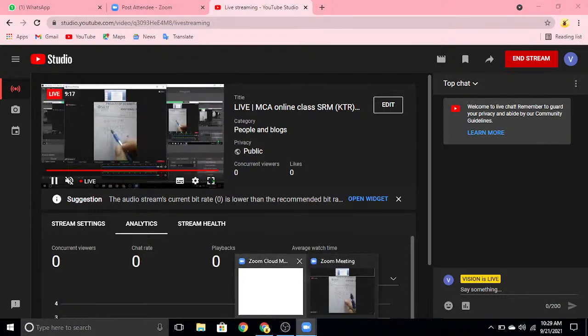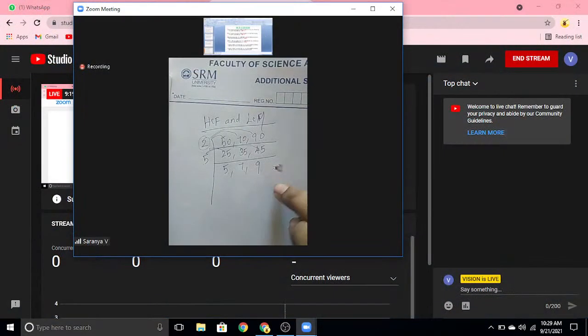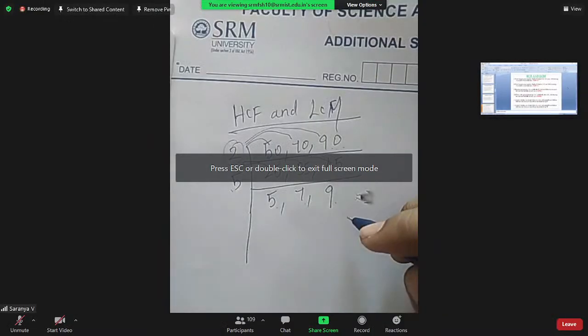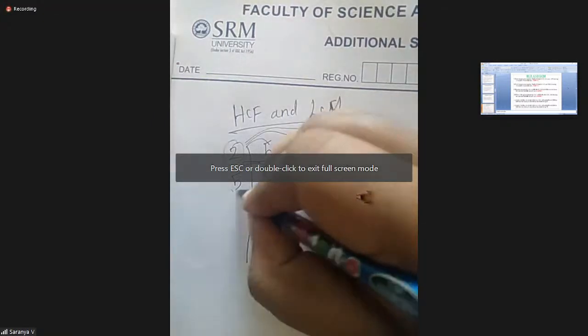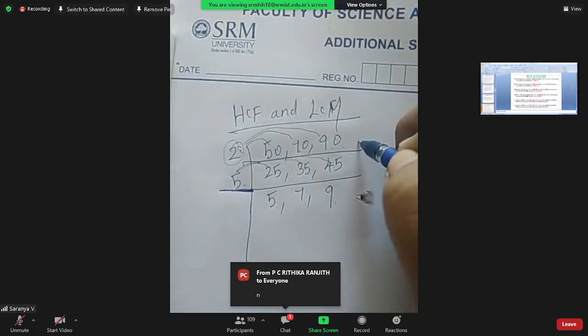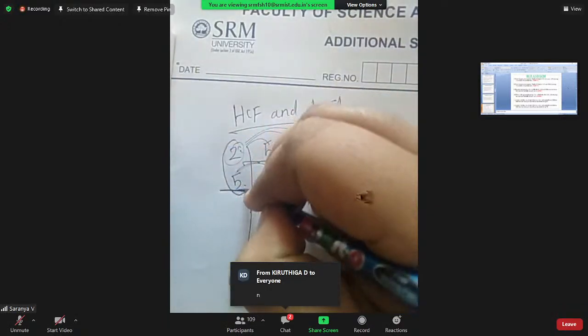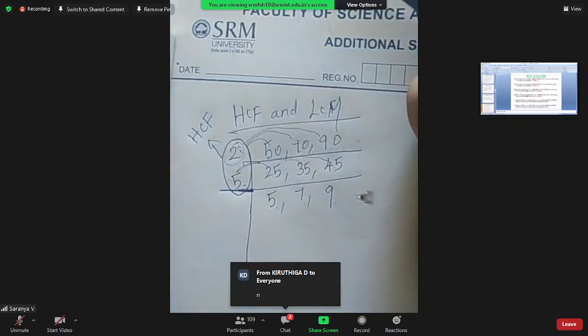No, ma'am. Okay, post your answers in the chat box. So up to this, 2 and 5 are common for all the 3 numbers. So only you have to take this 2 and 5 as the highest common factor, HCF.